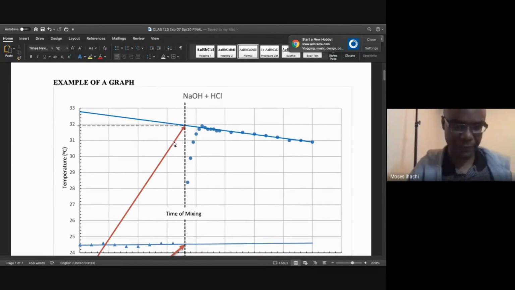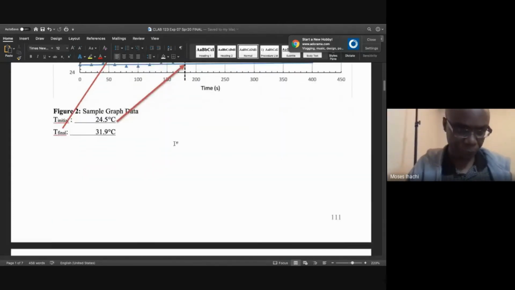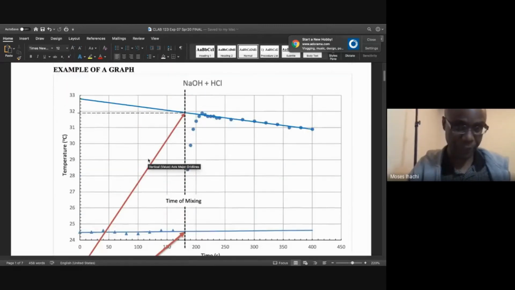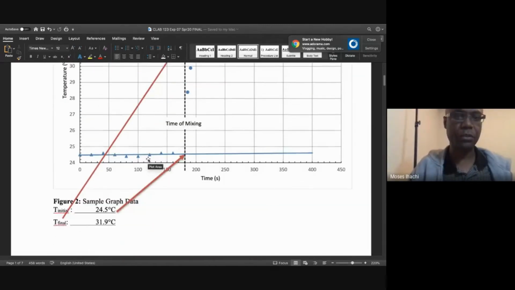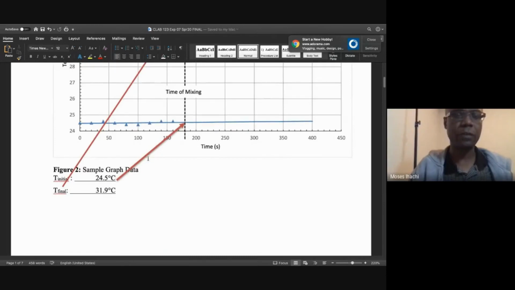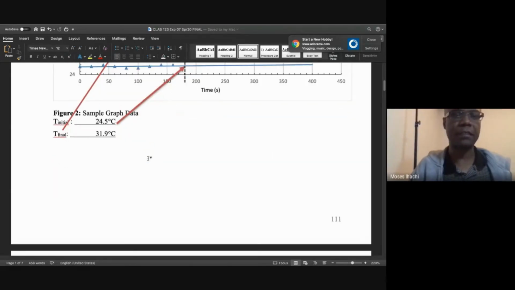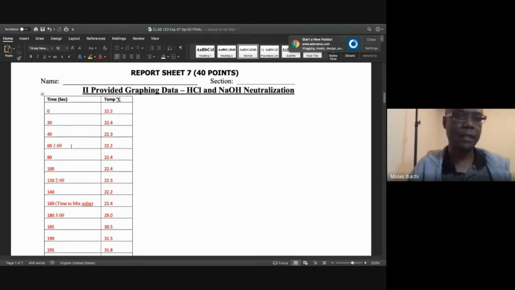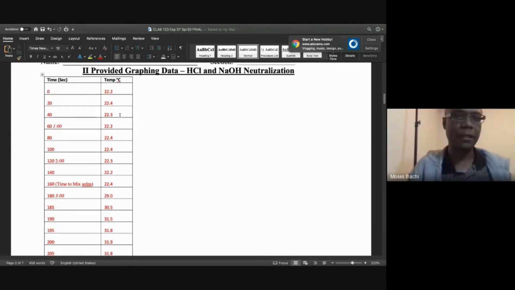So let's discuss how you'll do it. Remember, everything posted on this first page should be shown on your graph paper that you draw manually. Don't use Excel, draw it manually. So these are the data provided for you in red for graphing. The time of mixing will be at 160, not 120. It's 160.